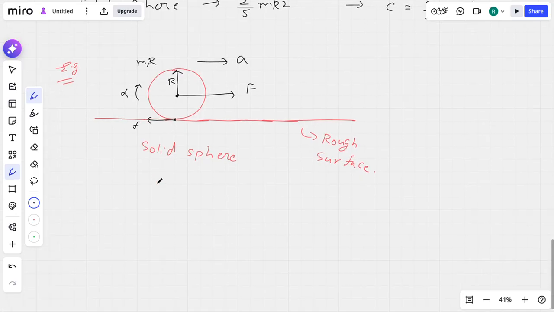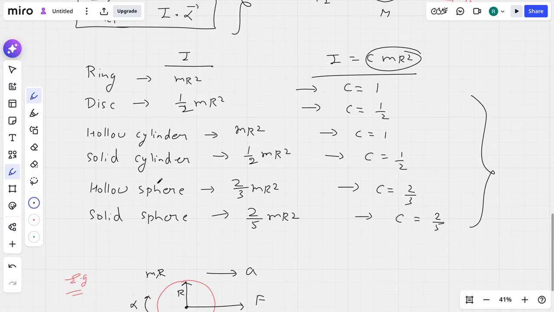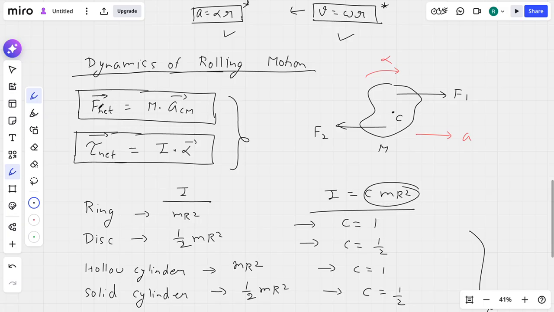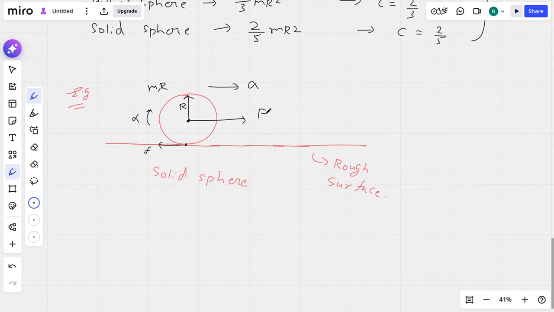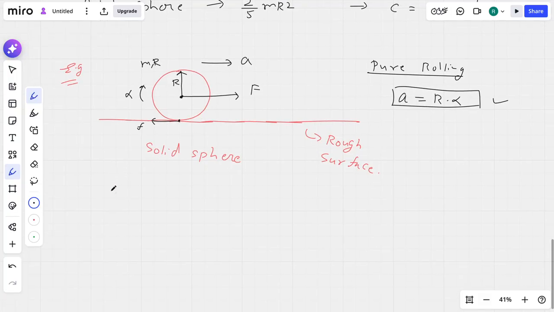Now we will simply write the equations of motion for this rolling body. We simply have to use two equations: the net force acting on the body is equal to mass times acceleration, and the total net torque acting on the body is equal to moment of inertia times angular acceleration. Also, since this is the case of pure rolling motion, we can write that translational acceleration is equal to radius times angular acceleration. This is the condition for pure rolling we will be using here. One thing we must consider is that friction is a force.